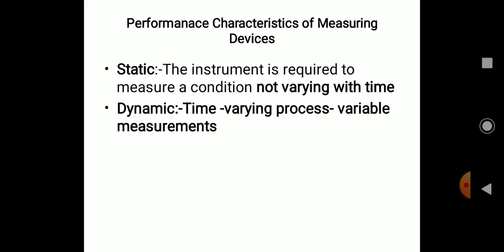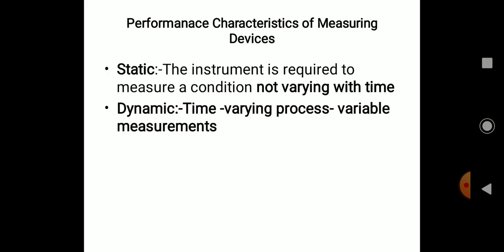Performance characteristics of measuring instruments. All instrumentation systems are characterized by the system characteristics or system response. The knowledge of performance characteristics or system response of an instrument is essential for the selection of the most suitable instrument for a specific measuring job. It consists of two basic characteristics, static and dynamic.